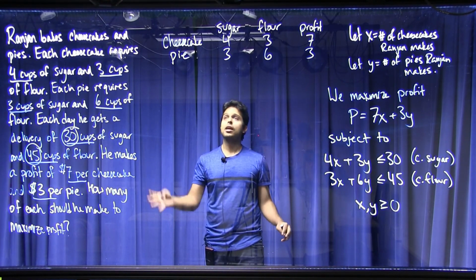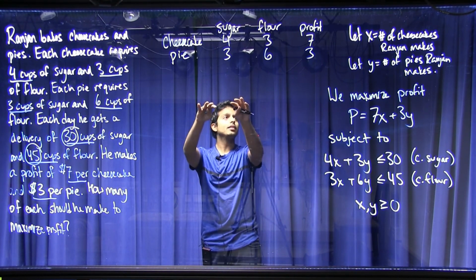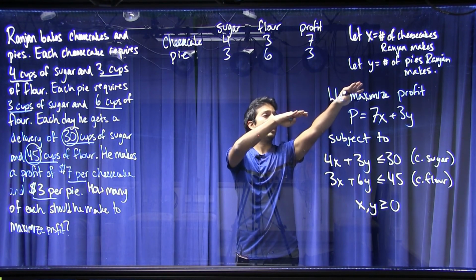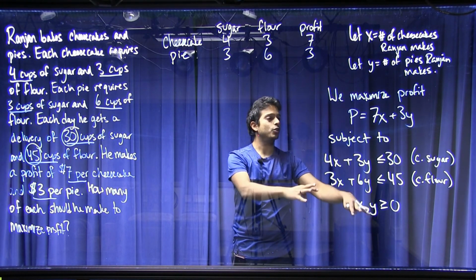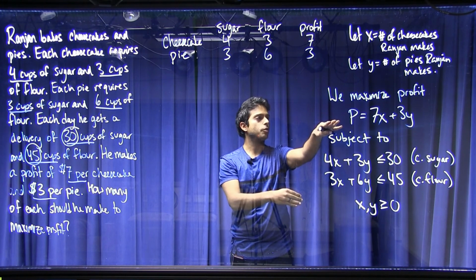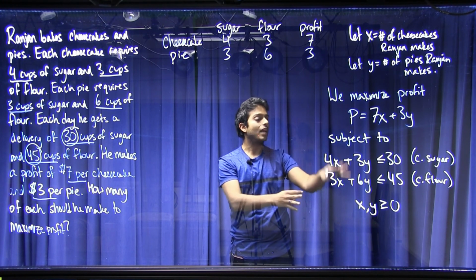So in this video, we've set up this problem entirely, from making the table to defining our variables to writing a sentence which tells us what we want to maximize or minimize, the objective function here, and what the constraints are.